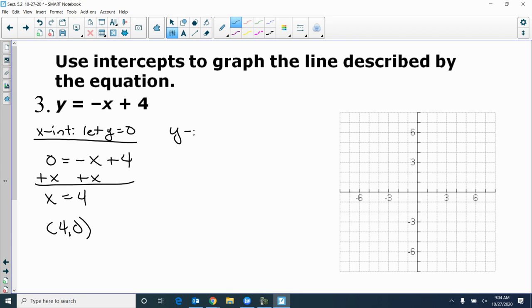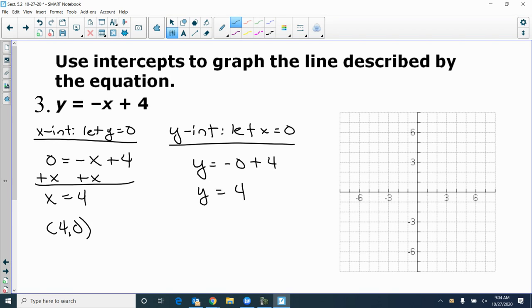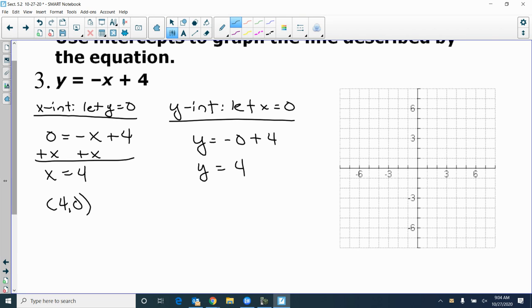For the y-intercept, let x equal 0. And so it's going to be y equals negative 0 plus 4. Well, negative 0 is 0. And what does that just become? Y equals what? 4. So there's really not a lot going on there. Now they both have the same number. They both have 4. But this is (4, 0). And what's your y-intercept? It's going to be (0, 4).